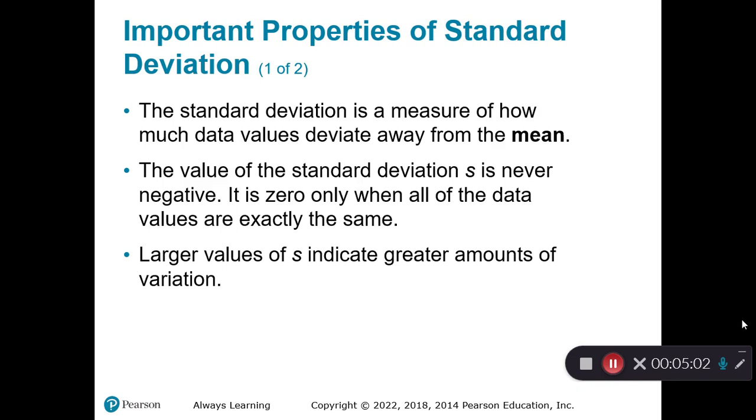The value of the standard deviation is never negative, and it is only 0 when there is 0 spread in the data. And that, of course, occurs when all the data values are exactly the same. So the mean and all of the data values are one and the same. Larger values of standard deviation indicate that there is more spread, more variation. Smaller values of s indicate that there is less spread, less deviation.